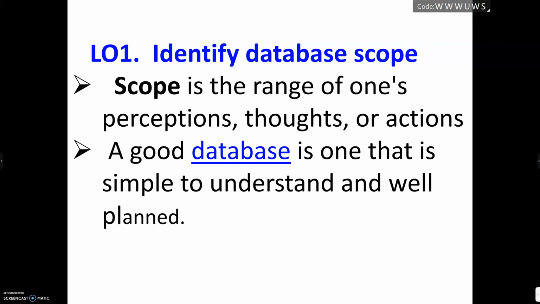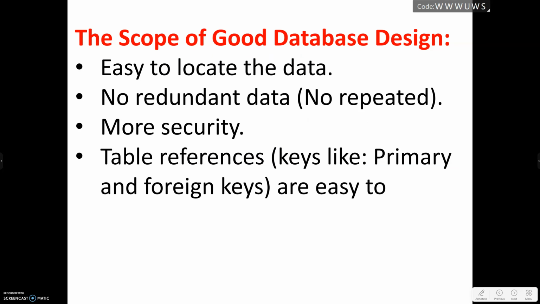A good database is one that is simple to understand and well planned. Only then is it a good database. Next is the scope of good database design. Scope means, for the future, the limitations and how to fulfill them, or a range of persons, actions, opinions, or feelings. A good database is easy to locate.